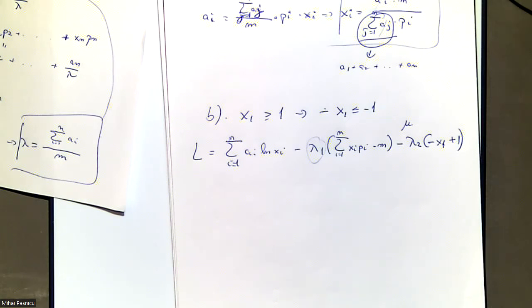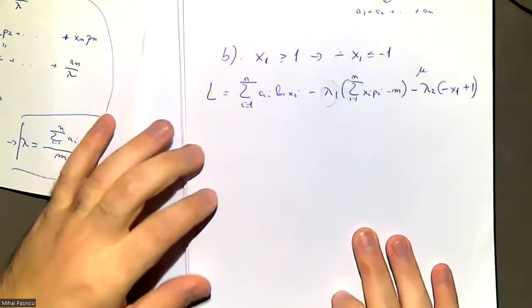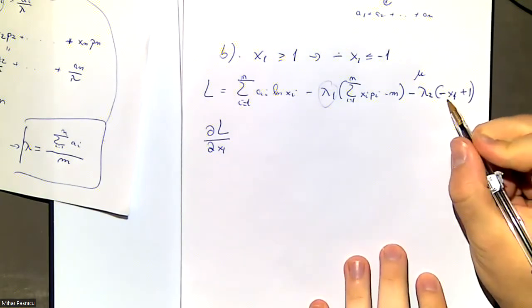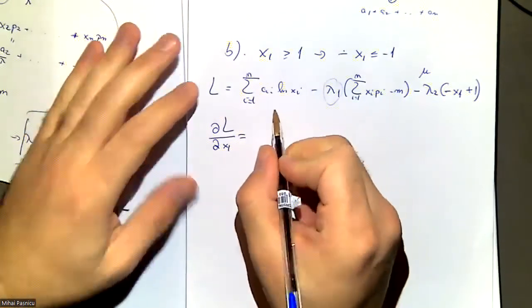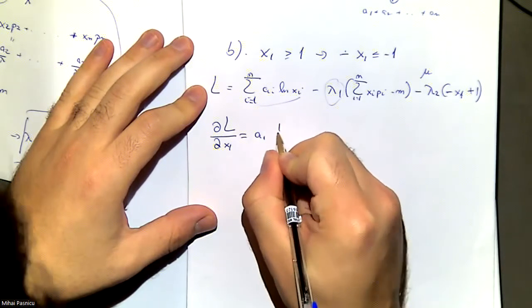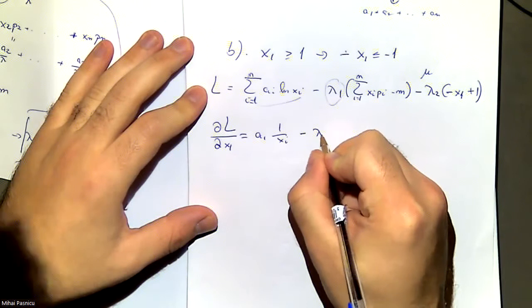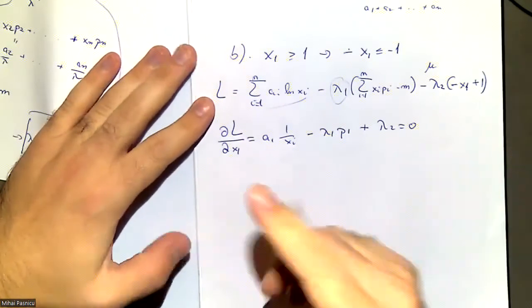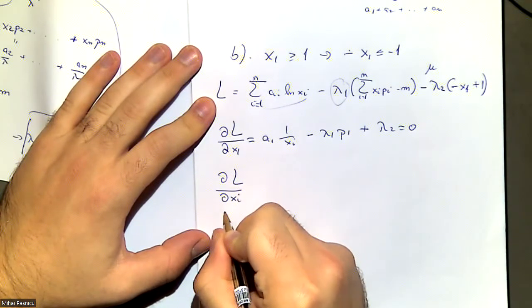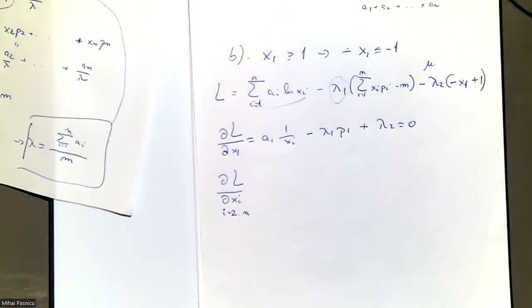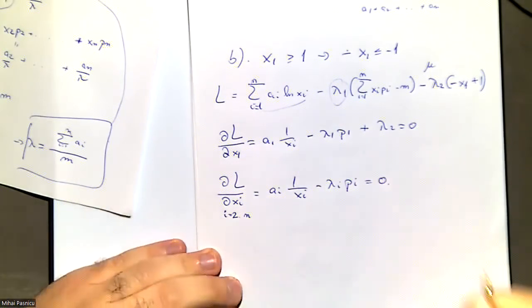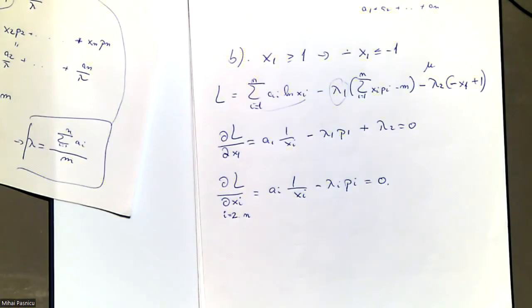And now a big mistake is some of you only wrote the complementary slackness condition. Kuhn-Tucker conditions include the derivative as well. So I'm going to write here the derivative of L with respect to x1. Why am I writing x1? Because it's different. I have an extra term here. So I'm going to get the same exact thing as in part A for this, which is a1 over x1 minus lambda 1 p1 plus lambda 2 is equal to 0. And then the derivative for everything else, so this is i from 2 to n, really important, is equal to ai over xi minus lambda 1 pi is equal to 0. These are the derivatives, which are part of the Kuhn-Tucker conditions.